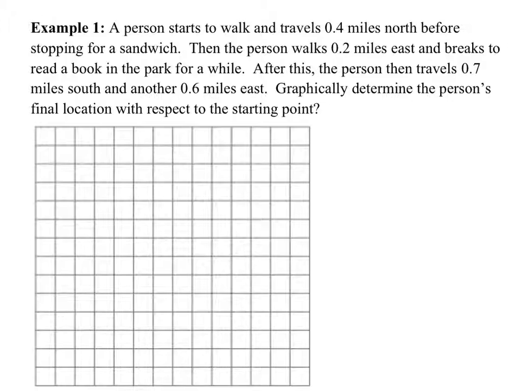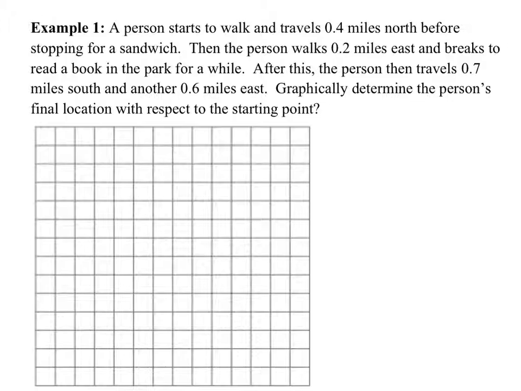Let's see. How about somebody read that? Thank you. A person starts to walk and travels 0.4 miles away before stopping for a sandwich. Then the person walks 0.2 miles east and breaks to read a book in the park for a while. After this, the person then travels 0.7 miles south and another 0.6 miles east. Graphically determine the person's final location with respect to the starting point.